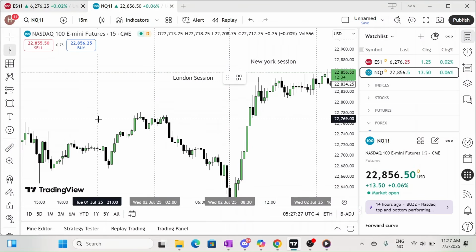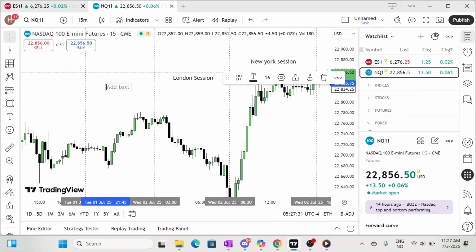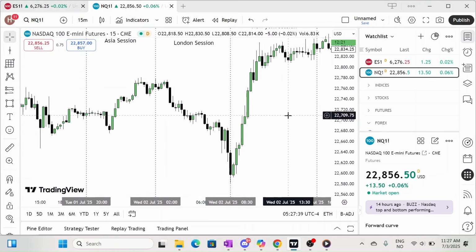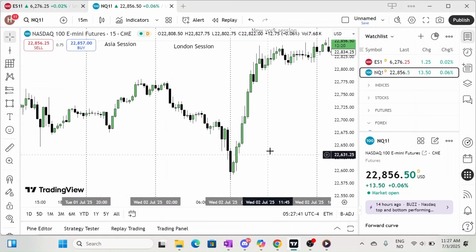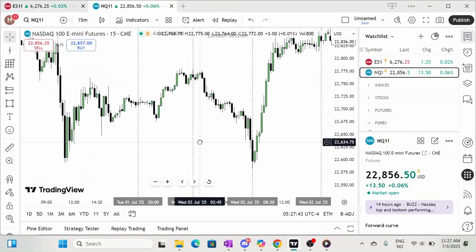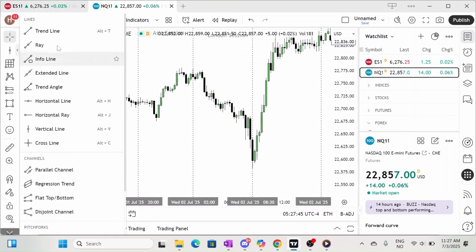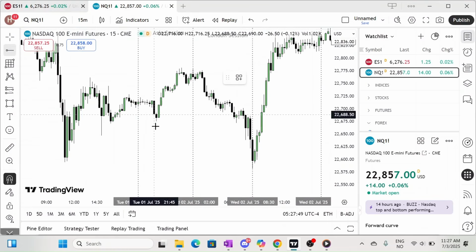and we will mark 8 p.m. as Asia session. So this is how I mark up the charts when I first hop on for the day, and we can check what daily profile we got right here. We can start off with marking out the Asia low and highs.